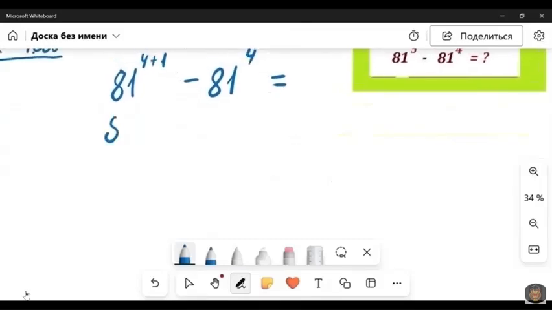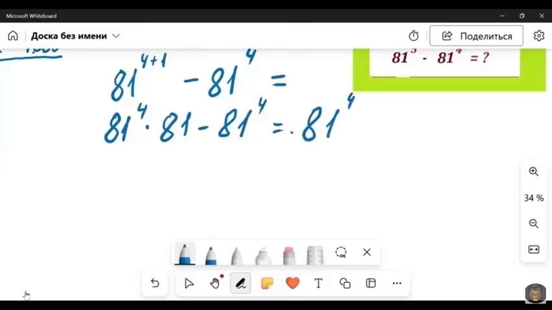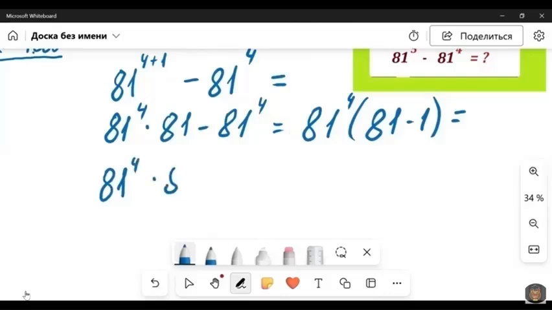So, then I do the calculations, transform the first term, the second. Everything is clear, everything is obvious. 81 to the fourth was taken out. In brackets there will be 81 minus 1, so 81 to the fourth will be multiplied by 80. This is the number we will calculate.